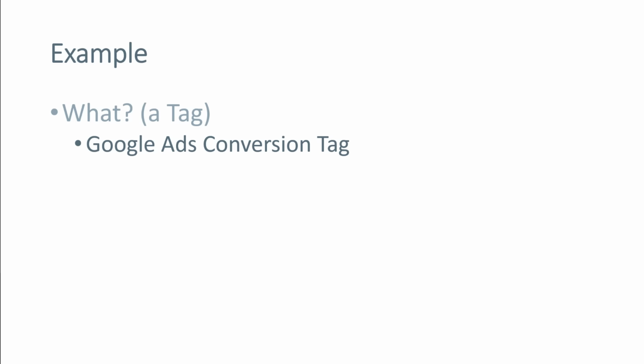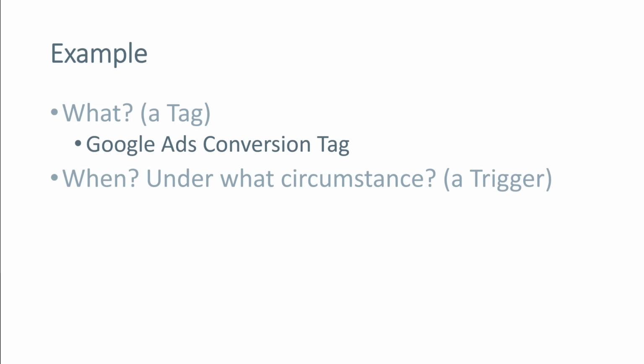Let me show you an example. Let's start with what? A tag. In this case, a tag could be a Google Ads conversion tag, because what will this tag do? It will track a conversion. When will that tag do this? It will do so when a visitor lands on a thank you page, also known as the order confirmation page.